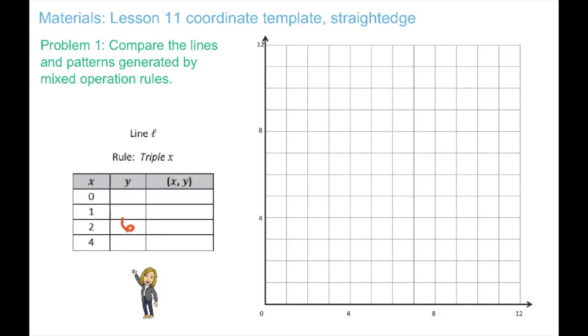At this point in time, pause your video, find the remaining coordinate pairs for line L, and plot all of your points on the coordinate plane. Once you have completed that task, press play and we will come back together. Fantastic work. Let's complete my chart together. If my x is 0, what would be my y? Good, it would be 0. If my x is 1, what would be my y? 3. And if my x is 4, what would be my y? 12. Very nice. Now let's plot all of our points on the coordinate plane.